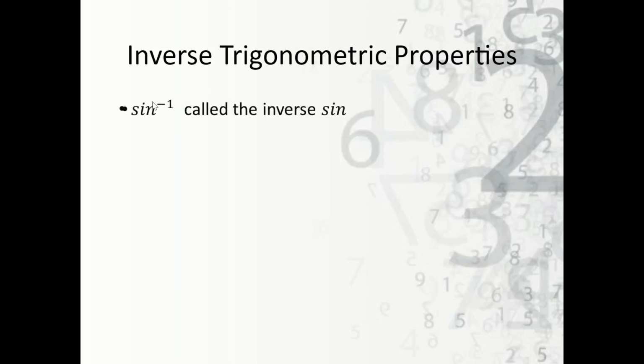So inverse sine, this is what it looks like. It's sine to the negative first power, so we call that the inverse sine. If sine theta equals 1/2, then inverse sine of 1/2 equals theta. It's just a way of flip-flopping it so we can solve for the angle measure using the ratio. So all we do is we change it to inverse sine and then we flip the theta and our ratio.